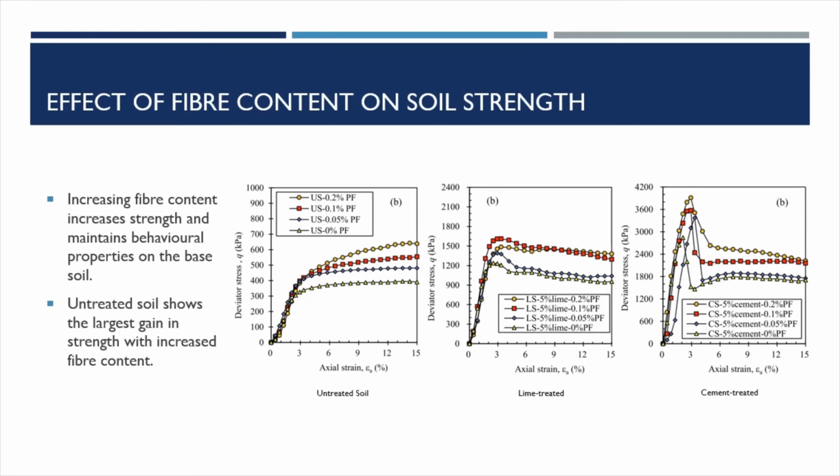The graphs shown here show the admixtures are stabilized and the fibrous content of the soil is varied from 0 to 0.2%. From the graphs, it can be seen that increasing the fiber content also increases the overall strength of the soil without altering its behavior profile. This is most evident in the untreated soil sample. This result indicates the granular friction is increased within the sample as more fibrous materials are added.